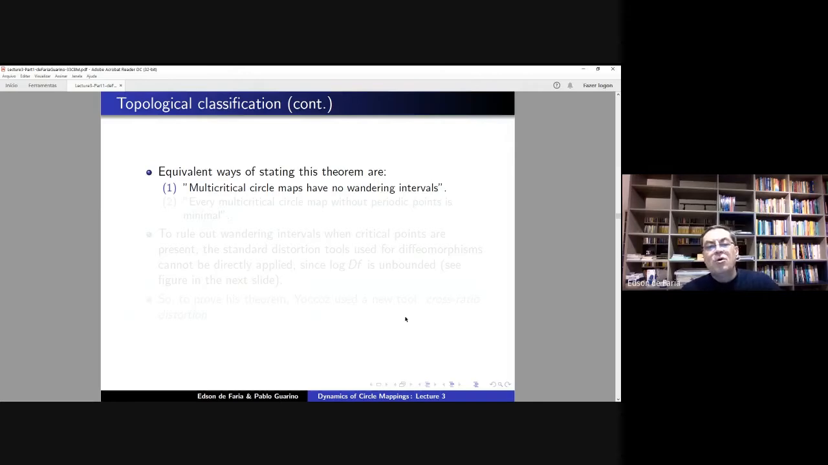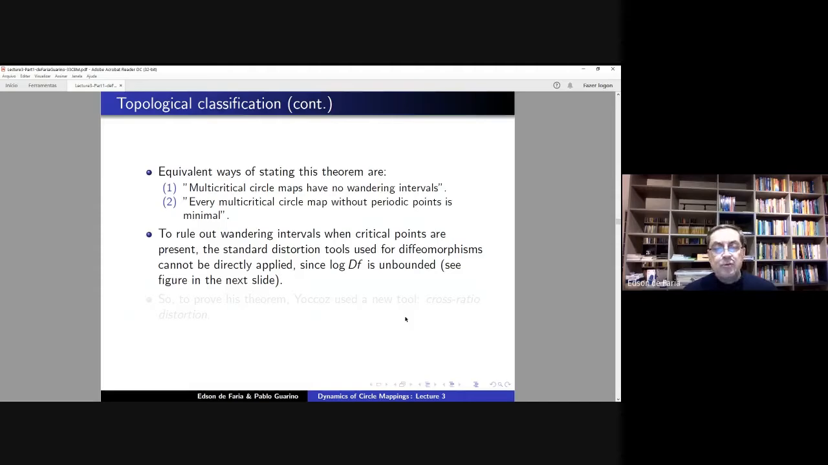Of course, I'm talking always about circle maps without periodic orbits. Okay. And another way of saying this is saying what I said before, that every multi-critical circle map that has no periodic orbits is minimal. Every orbit is dense. Okay.